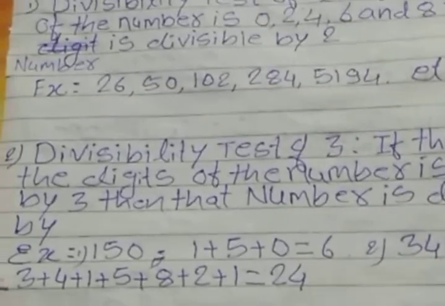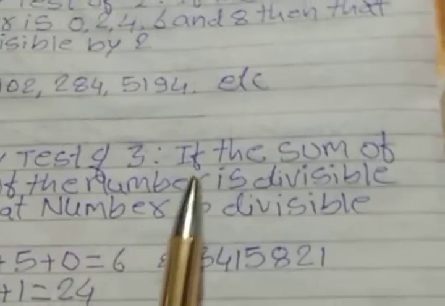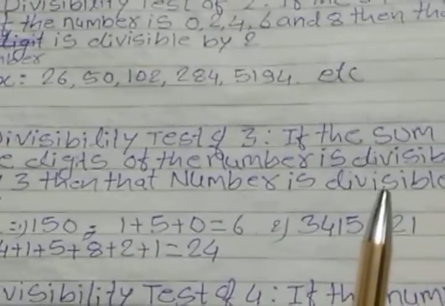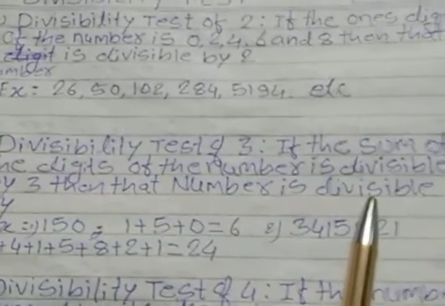The second divisibility test is 3. So, the divisibility test of 3. If the sum of the digits of the number is divisible by 3, then that number is divisible by 3. It means that whatever the given number, we have to add its digits.